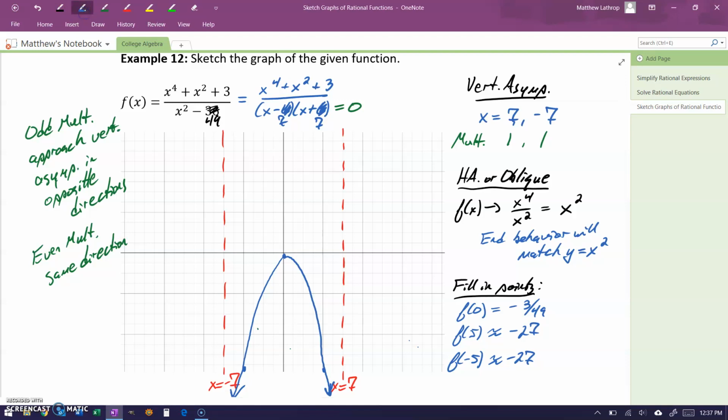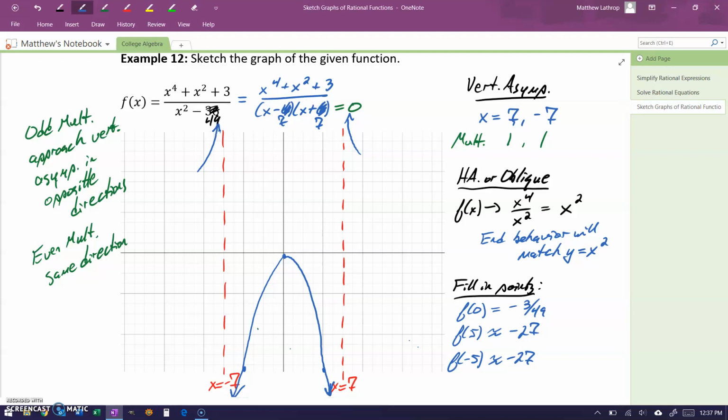What that tells us is that as we're approaching x equals 7 from the left, our function is headed down to negative infinity. As we approach from the right, our function has to be headed up. So we're approaching that asymptote in opposite directions, versus if we were approaching in the same direction, it would also be headed down to negative infinity. That means as we look to the left of x equals negative 7, our function has to be increasing towards infinity as we approach that asymptote.